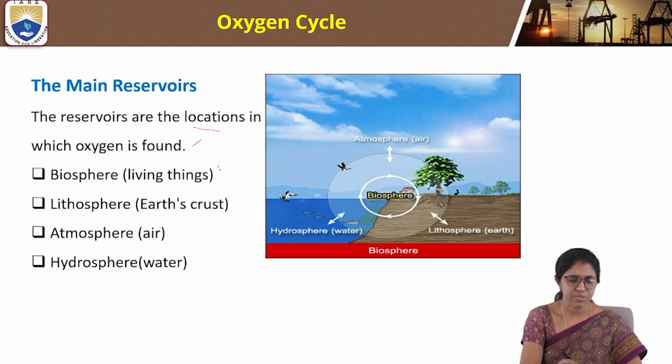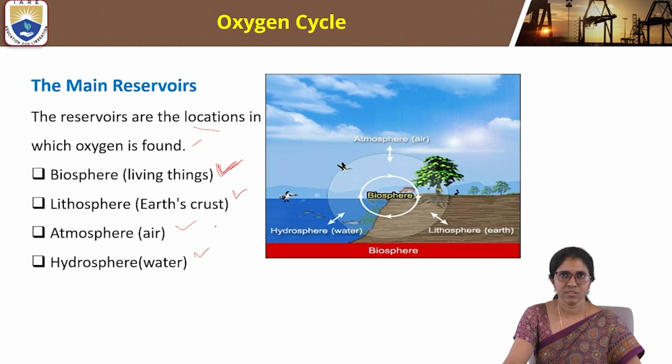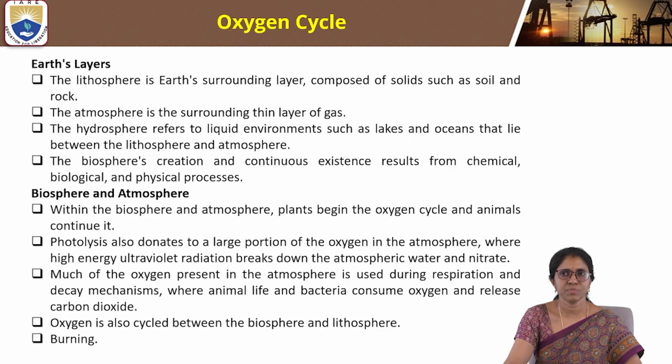We have four types of reservoirs: the biosphere, that is living things; the lithosphere, that is the earth crust; the atmosphere, that is air; and the hydrosphere, that is water. So oxygen is found in the biosphere as well as the lithosphere, atmosphere and hydrosphere. So oxygen is everywhere.